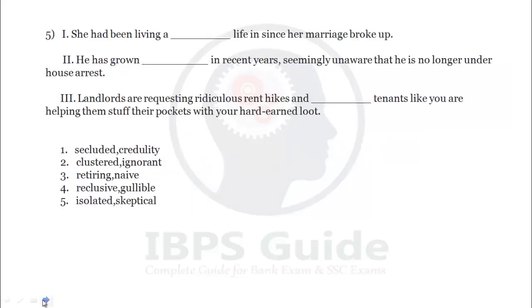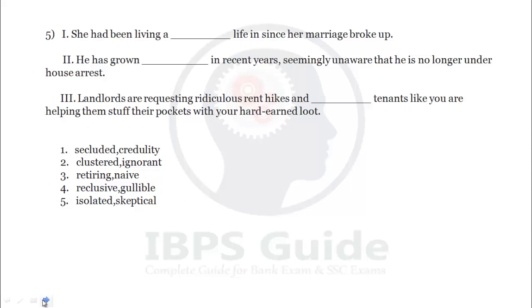Question number 5. She had been living in a dash life since her marriage. Second option, he has grown dash in recent years, seemingly unaware that he is no longer under house arrest. Third option, landlords are requesting ridiculous rent hikes and dash tenants like you are helping them stuff their pockets with your hard-earned loot. Okay. Secluded, clustered, retiring, reclusive, isolated.